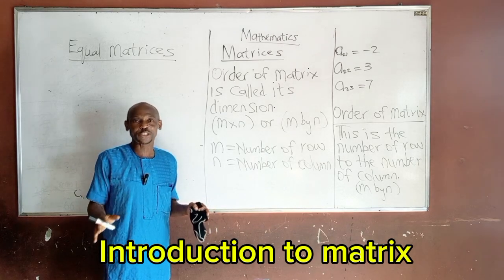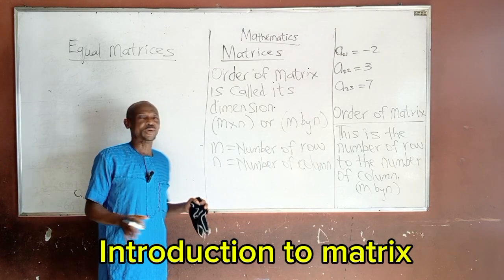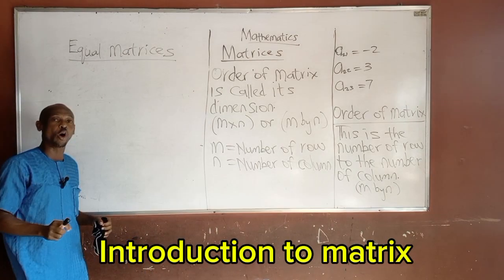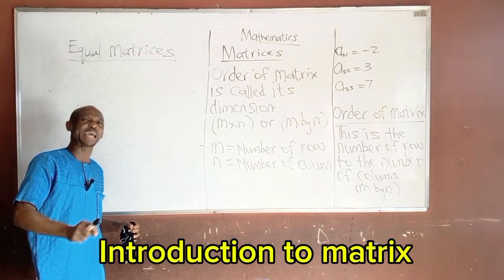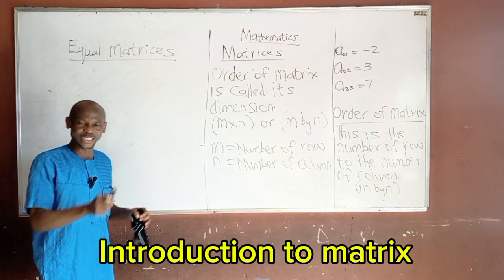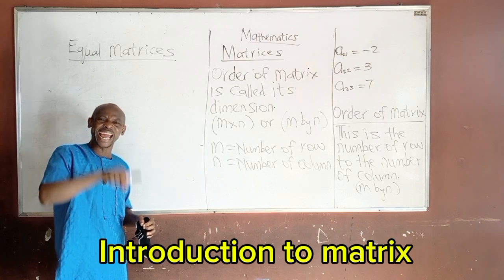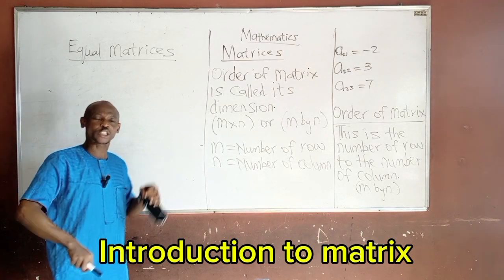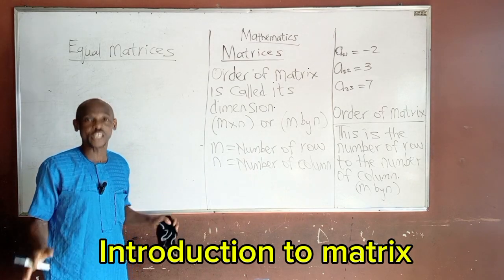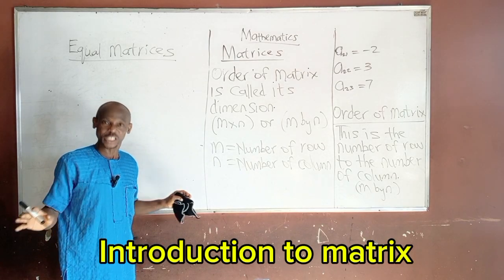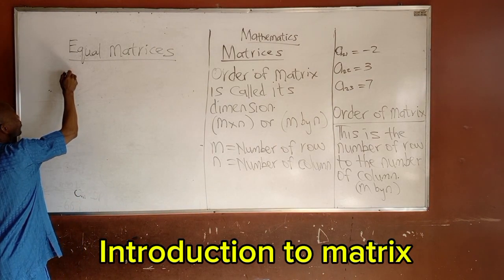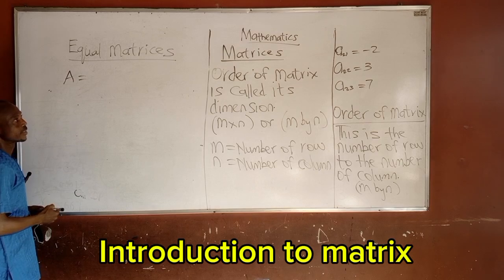We say that two or more matrices can be equal when they have the same order, and also the corresponding elements in each of the positions for all the matrices are equal. We refer to it as an equal matrix. Example, let's say we have matrix A given as what?